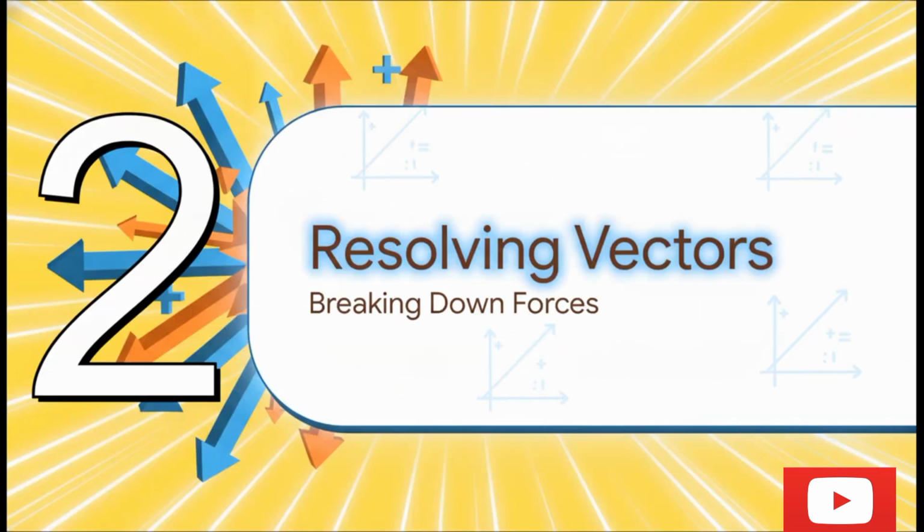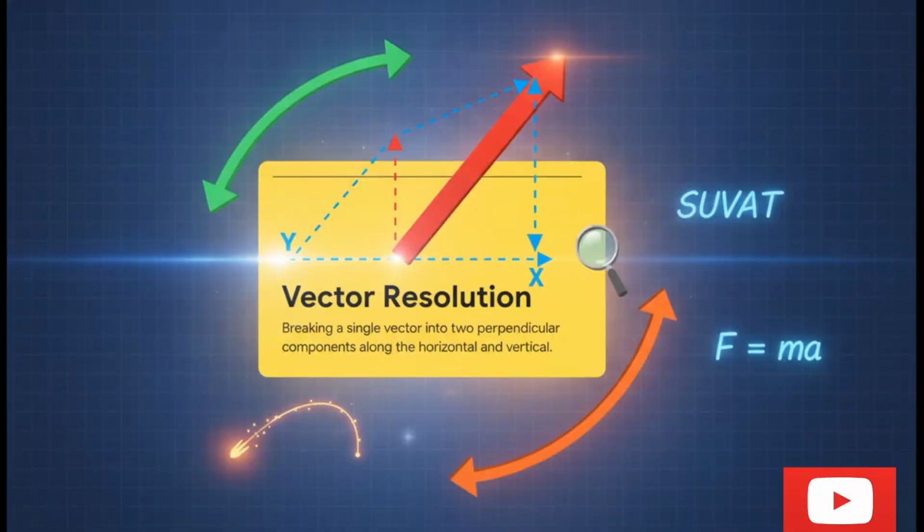Moving on to section 2, resolving vectors, breaking down forces. This brings us to vector resolution. By definition, this is the process of breaking a single diagonal vector into 2 perpendicular components. We're almost always talking about the horizontal x-axis and the vertical y-axis. Think of pulling a heavy rolling suitcase by its strap. You're pulling up and forward at the exact same time. You're basically taking a complex angled force and turning it into 2 simple straight lines. And let me tell you, this is one of the absolute most critical skills you're going to need for solving projectile motion and equilibrium problems.